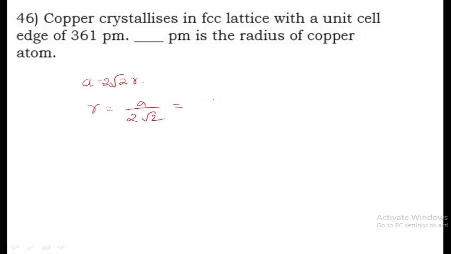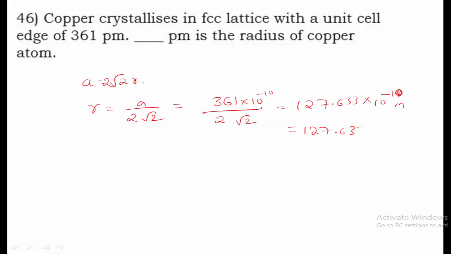A is how much? 361 × 10^-10 divided by 2√2. How much will you get? You will get 127.633 × 10^-10 meter, or you can say 127.633 picometer, which is equivalent to 128 picometer. So the correct answer will be 128. 128 picometer is the radius of copper atom.